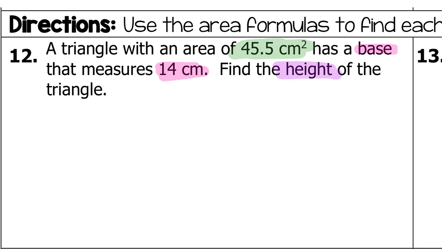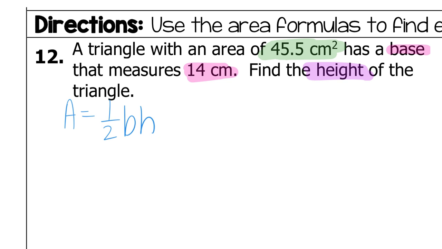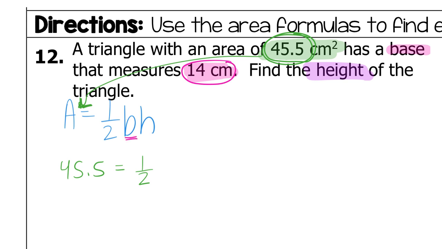So we know that the formula for area of a triangle is 1/2 base times height. So we're just going to take the information that we have and plug it into this formula. We already know the area. The area is 45.5. So that's going to go right here for area. So we could say 45.5 equals 1/2. We also have the base, right? The base measures 14. So for the base, I'm going to plug in 14. And the side that we don't have is the height. So I'm just going to call that h.